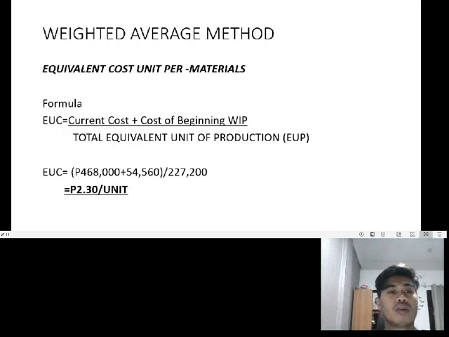To compute the equivalent cost per unit under weighted average method for materials, yung formula natin is current cost plus the cost of the beginning work in process. Kumbaga, isasama na natin yung work in process beginning. So again, i-divide mo lang by the total EUP under weighted average method. So that is 468,000 plus 54,560. Total nyan, i-divide mo by the 227,200. So yung equivalent unit cost po natin is nasa 2.30 per unit.